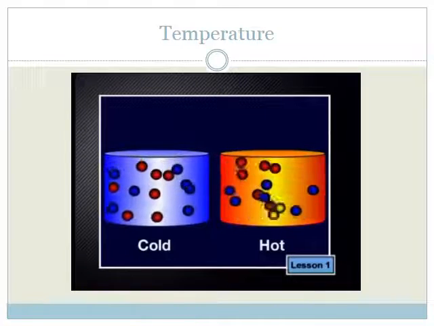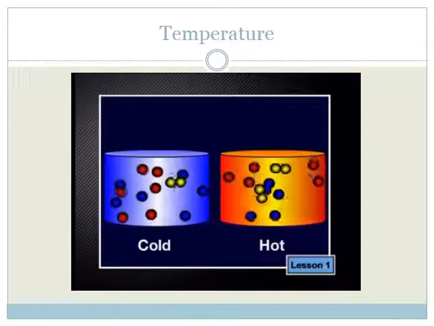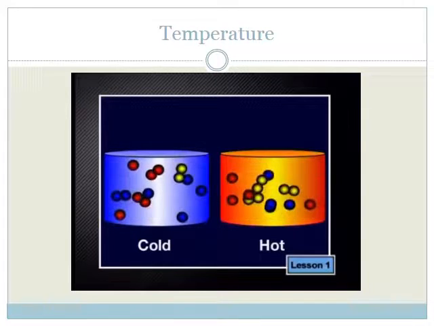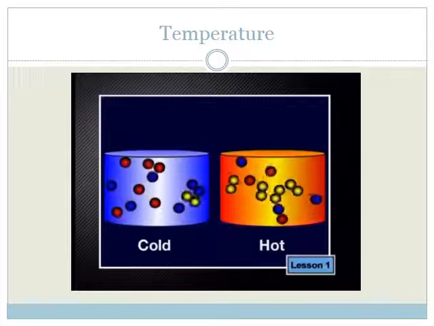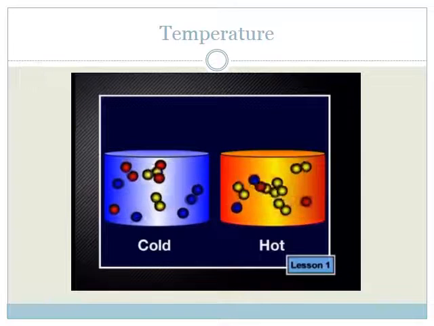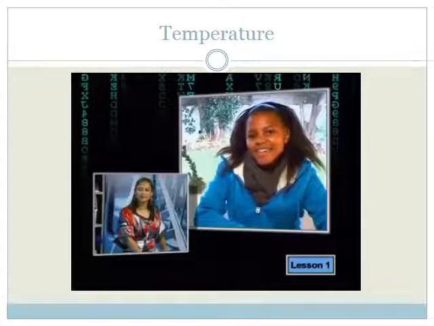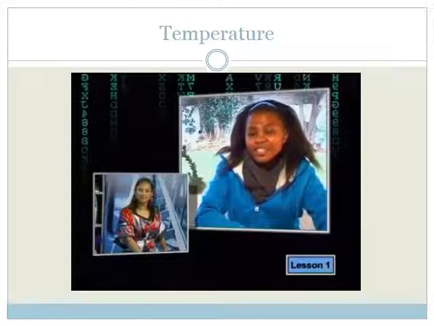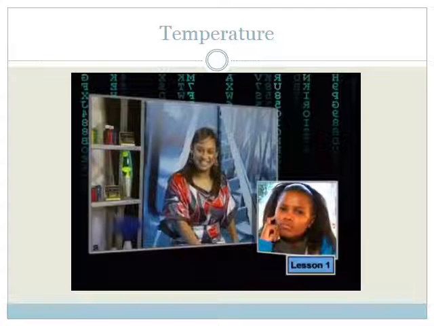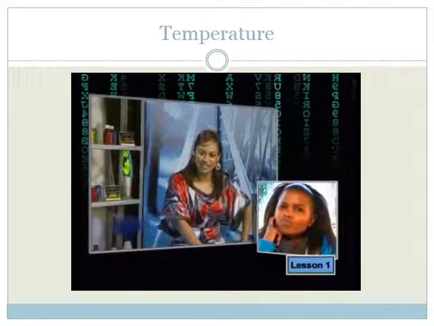By increasing the temperature, we are giving the particles more kinetic energy. This makes them move faster, which increases the number of effective collisions. I think that means the rate of reaction increases too. Yes, it does. Good conclusion, Kanye.